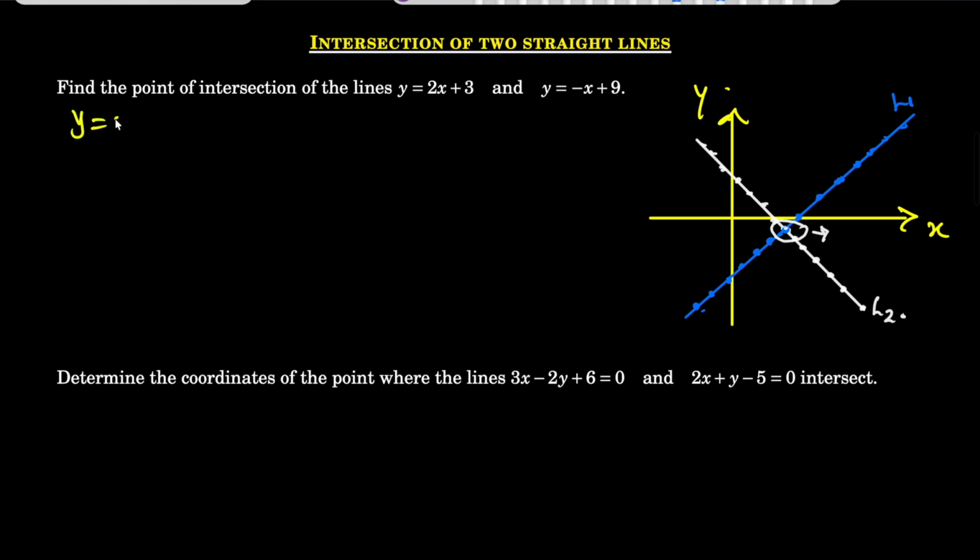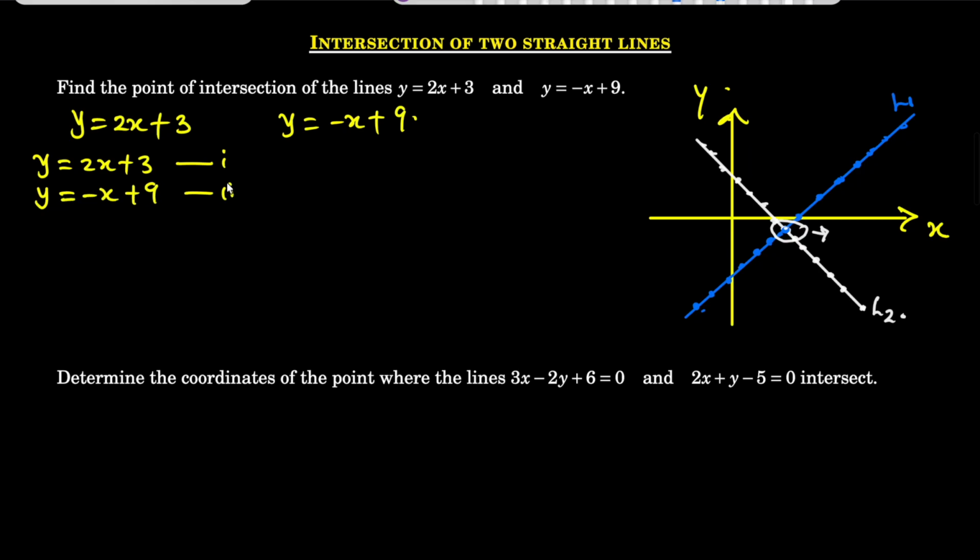So y equals 2x plus 3 and the other is y equals minus x plus 9. If I have to make sense of this, I should have written it as y equals 2x plus 3. I call this equation 1. And y is equal to minus x plus 9. I call this equation 2. Depending on how good you are with your simultaneous equations, if you are very observant, you're going to see that y equals is what we have here, and y equals is what we have here. So the same y that we have here is the same y that we have here. So we can literally equate equation 1 and 2.